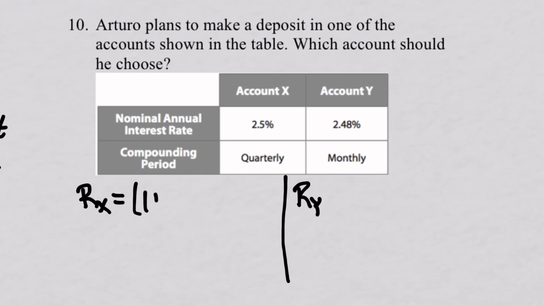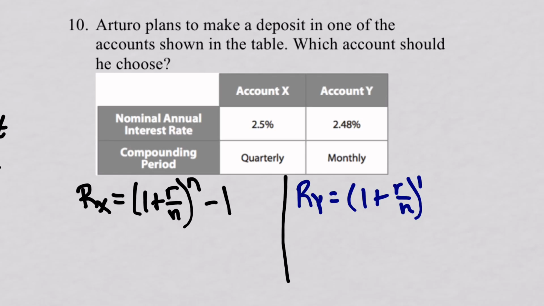It's just 1 plus R over N to the power of N. No T, no P, no T, and then minus 1. Same thing over here. And to make it a little clearer for you guys, I'm going to do it in a different color so you see the difference between the 2. Here's Y. And then 1 plus R over N to the power of N minus 1. We're going to calculate that for both of them to see which one's better.